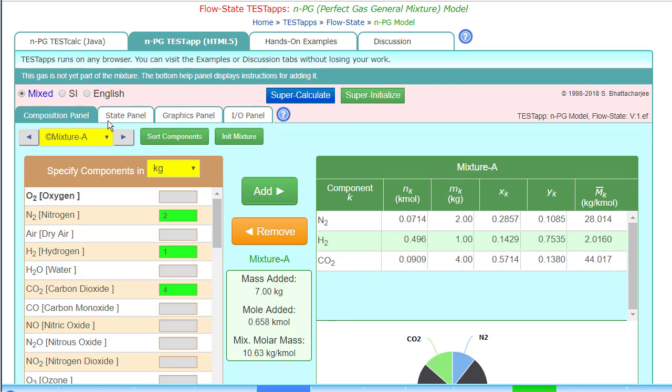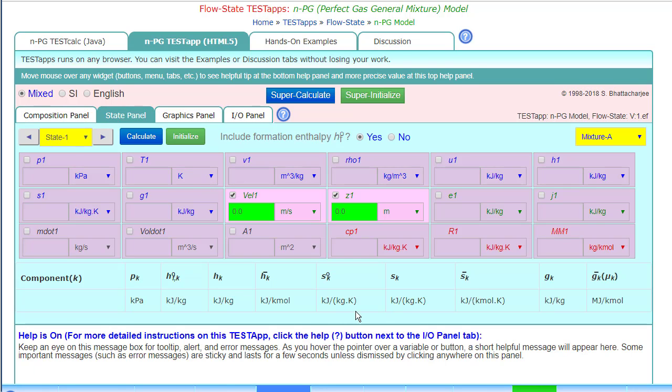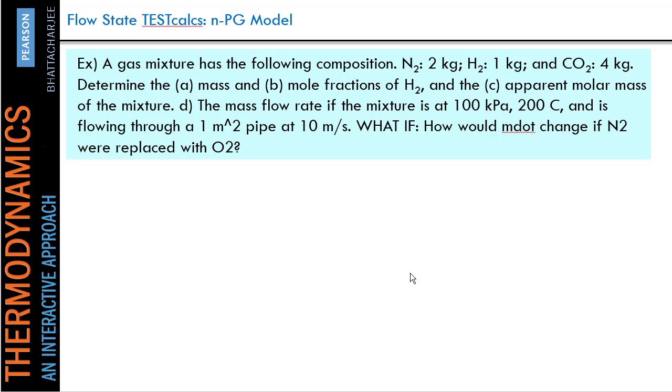Now we can use this mixture in our state panel to just evaluate it and use it like any other problem that we've been doing in the PG models. This one specifically asks us to find the mass flow rate if the mixture is at 100 kPa, 200 degrees C, and is flowing through a 1 meter squared pipe at 10 meters per second.